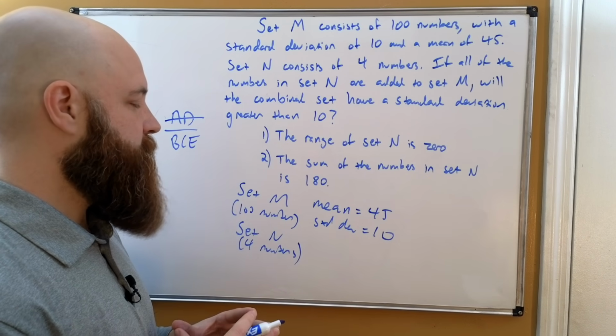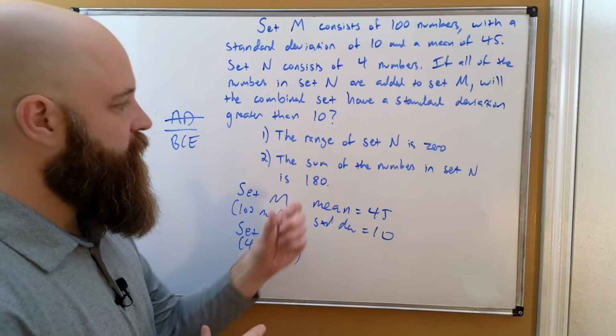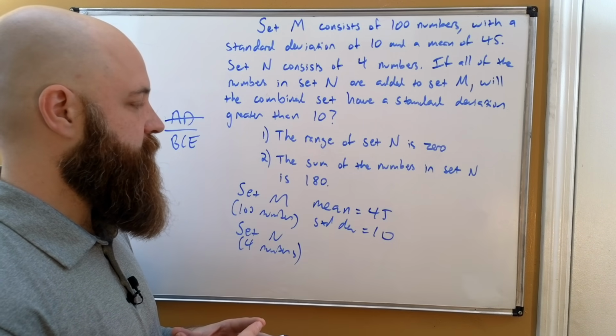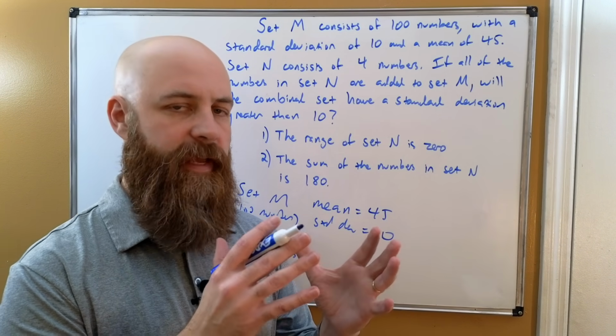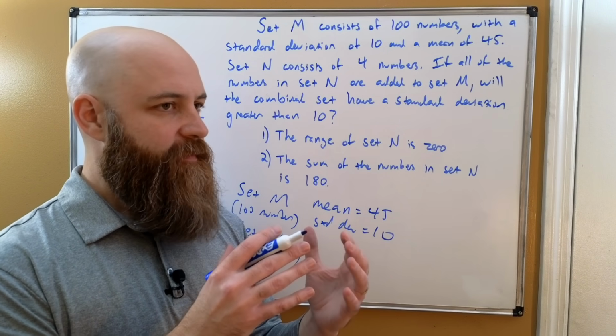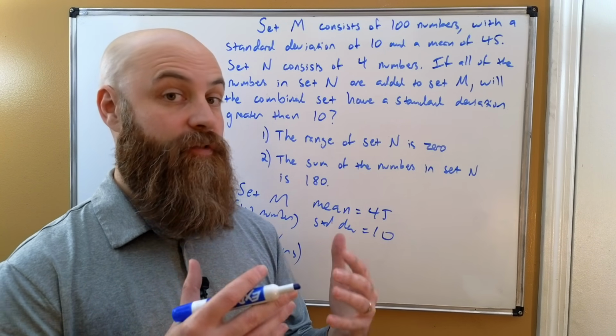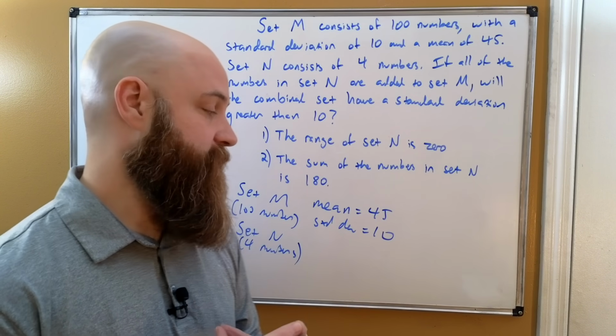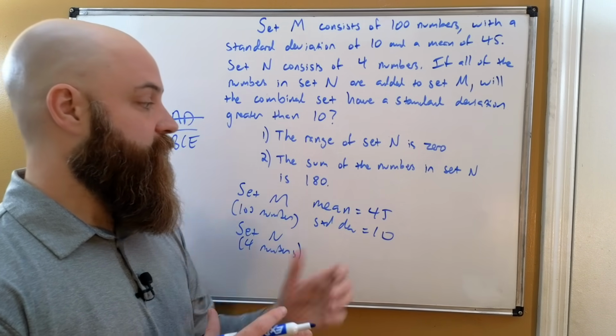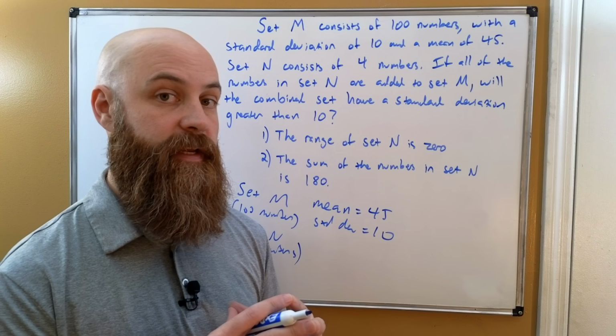Let me consider statement 2 on its own. The sum of the numbers in set N is 180. Okay, so at least I have a number now, 180, but I quickly realize that doesn't tell me a whole lot about what those numbers are. Sure, they add up to 180, but I can imagine a lot of different cases. I can imagine numbers that are all super close to 45 adding up to 180.